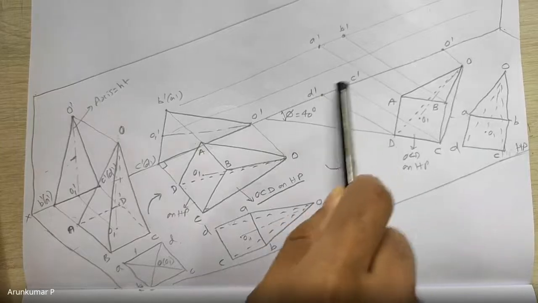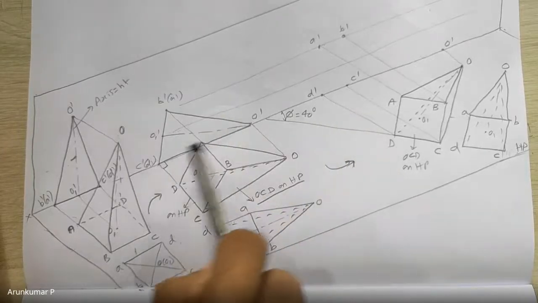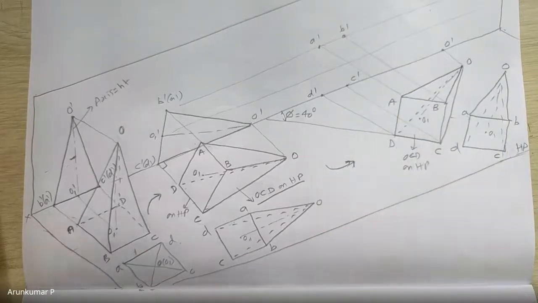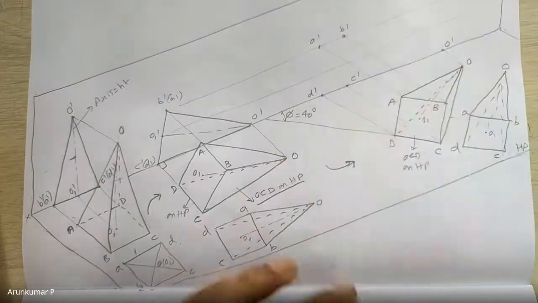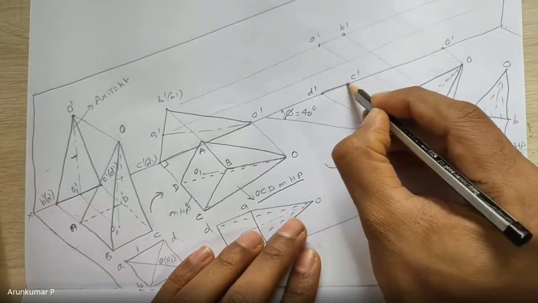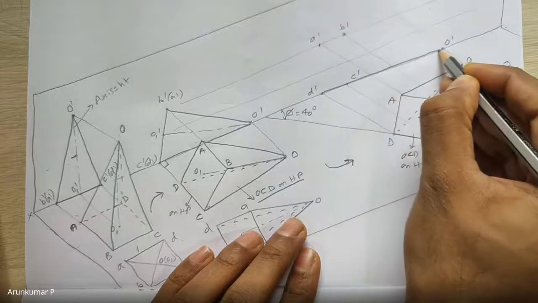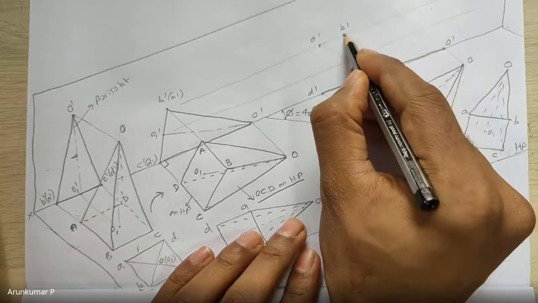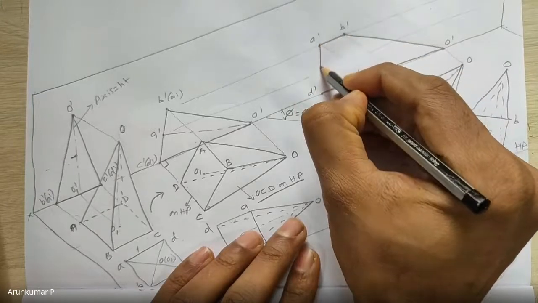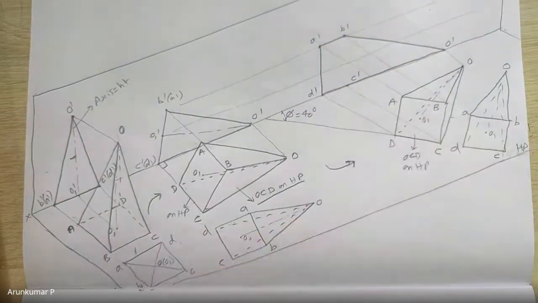C dash D dash without question will be on XY line because OCD is on HP. So this is how it is. And if you join all these points, then this is the shape you're going to get. Okay.